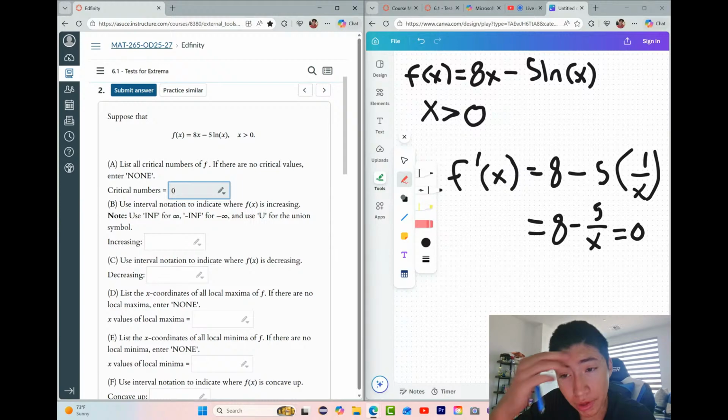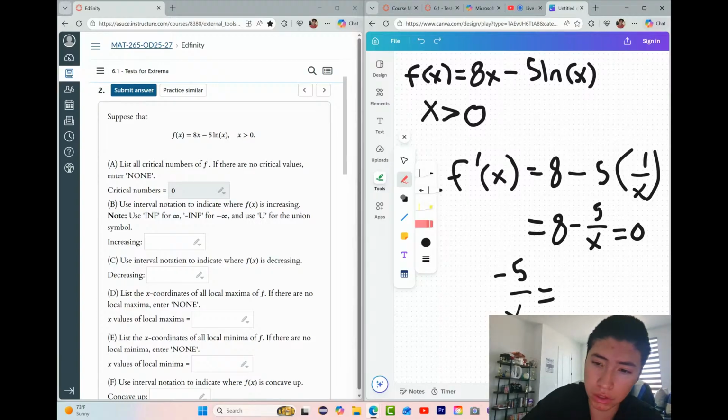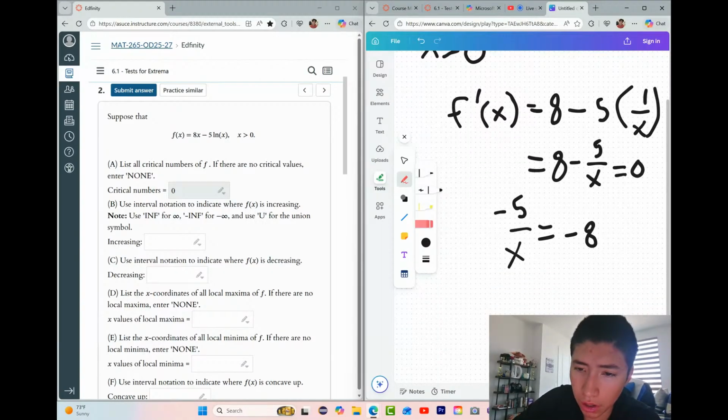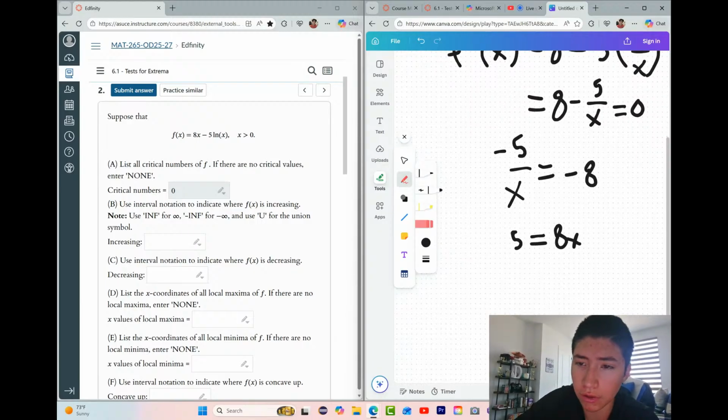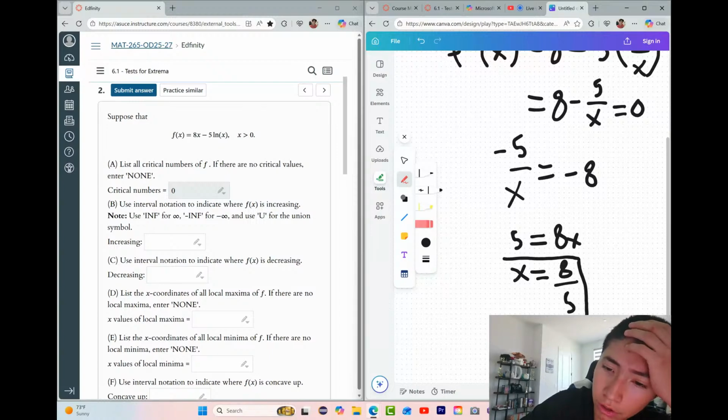And what makes this equation 0? Okay, so we have negative 5 over x equals negative 8. We got 5 equals 8x. I'm not doing anything wrong, right? And then we finally have x equals 8 over 5. I don't think we can simplify anymore. So that's what we have. So here is another critical number.